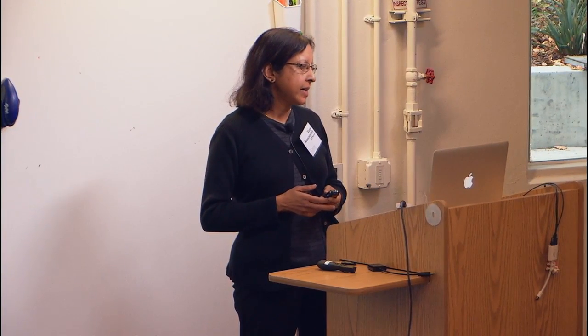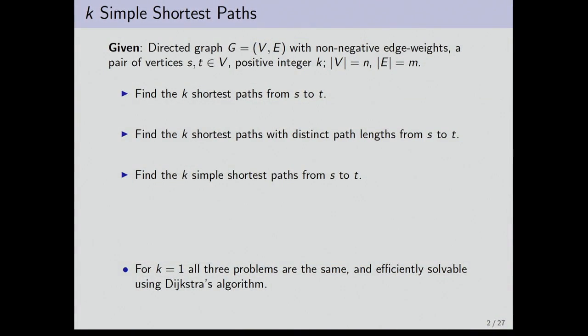Okay, so finding k shortest paths from S to T. One can think of three different variants of this problem, and we are staying with a directed graph with non-negative edge weights, and you're given a pair of vertices S and T, and the goal is to find k shortest paths from S to T. We can define three different versions of this problem, and we are going to concentrate on the last one.